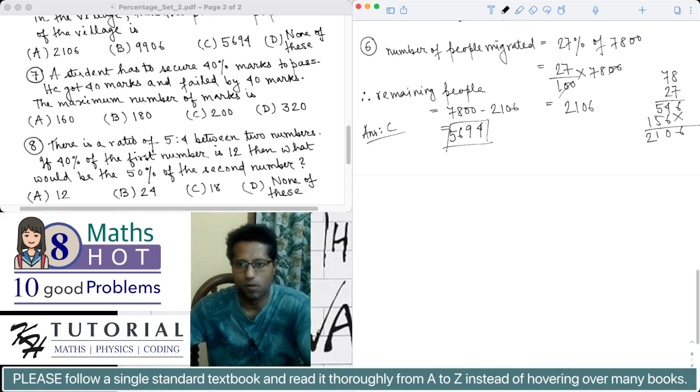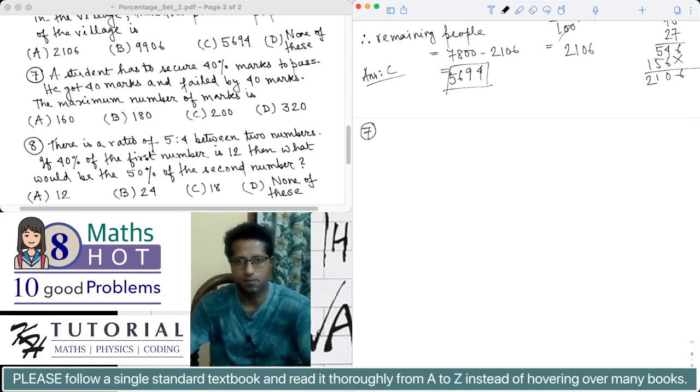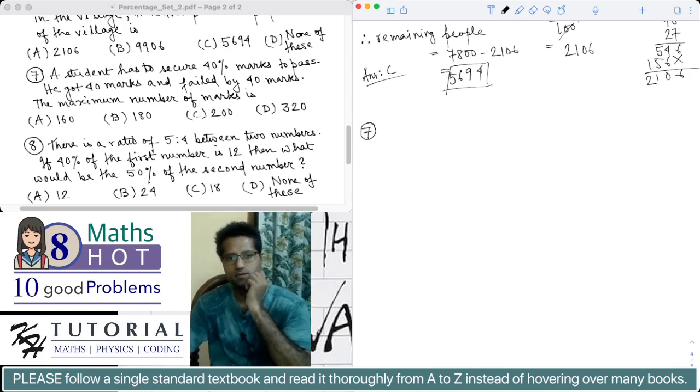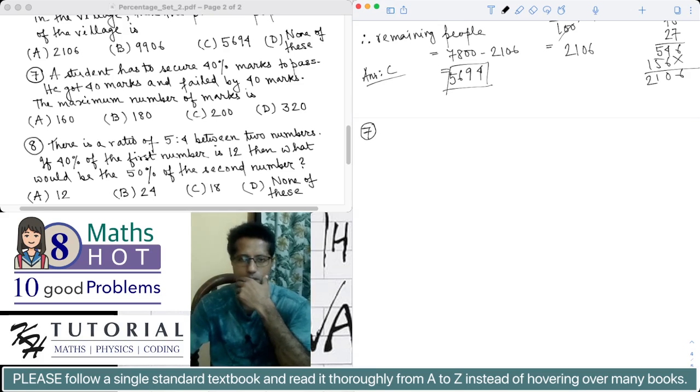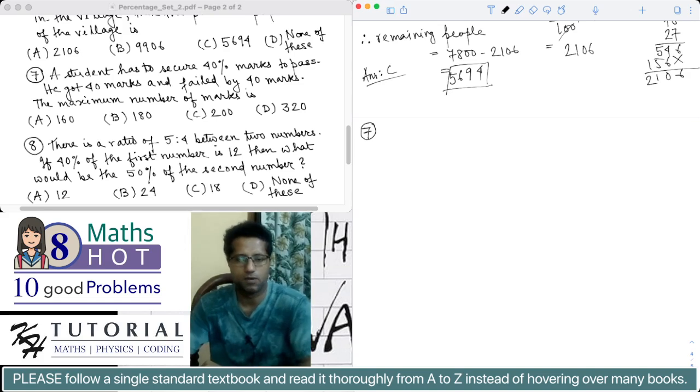Okay, let's do problem number 7. A student has to secure 40% marks to pass. He got 40 marks and failed by 40 marks. The maximum number of marks is.